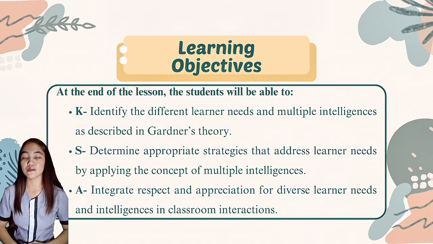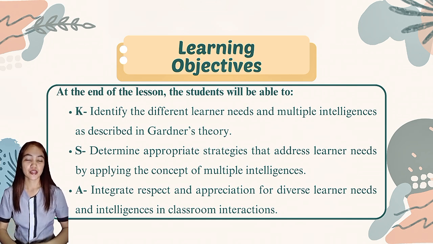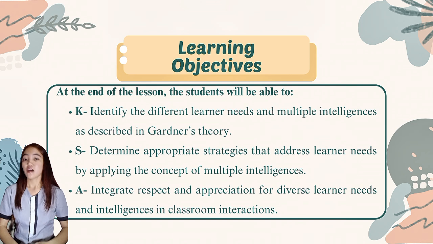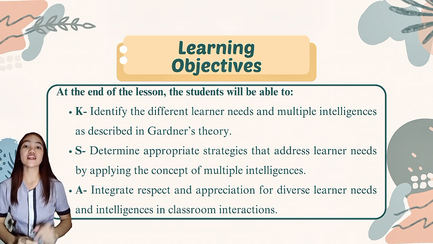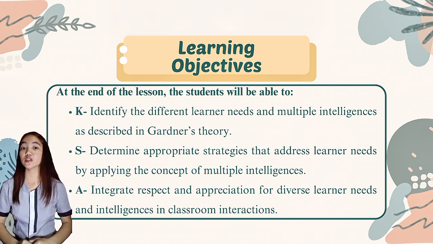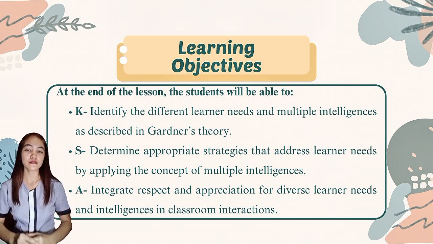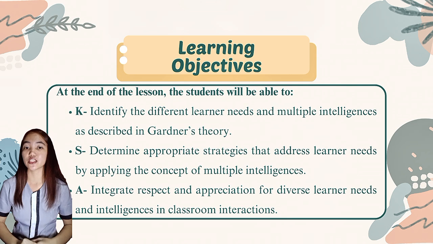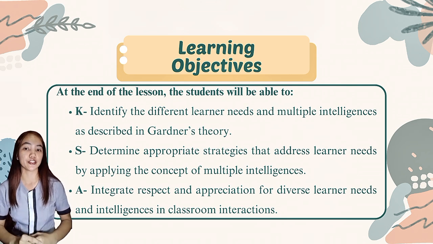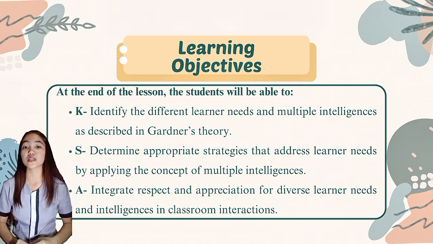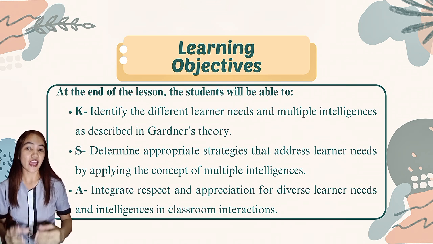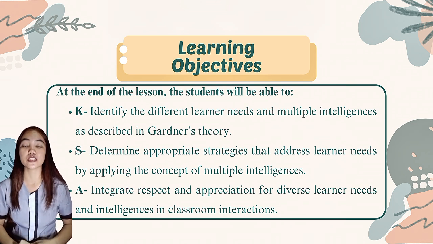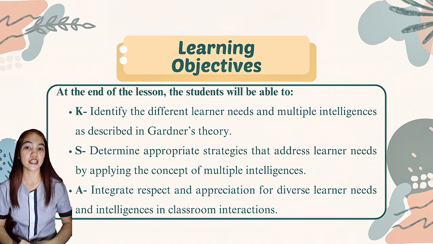Before we delve into the topic, allow me to present our learning objectives. At the end of the lesson, the students will be able to identify the different learner needs and multiple intelligences as described in Gardner's theory, determine appropriate strategies that address the diverse learner needs by applying the concept of multiple intelligence, and integrate respect and appreciation for diverse learner needs and intelligence in classroom interactions.